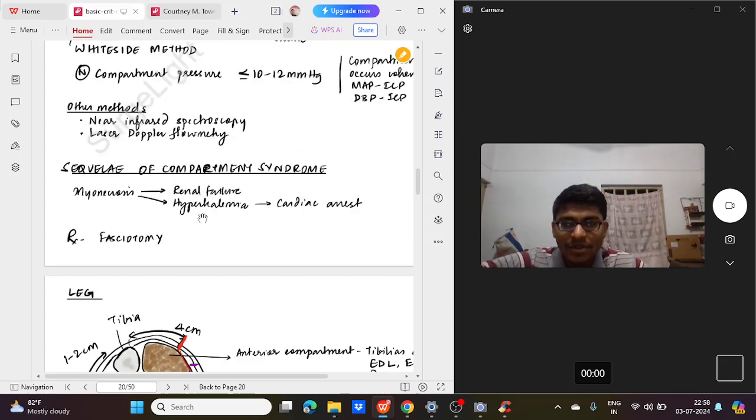So what are the sequelae of compartment syndrome? Myonecrosis, that is muscle damage, resulting in renal failure, and hyperkalemia, increased potassium, which will over time result in cardiac arrest.